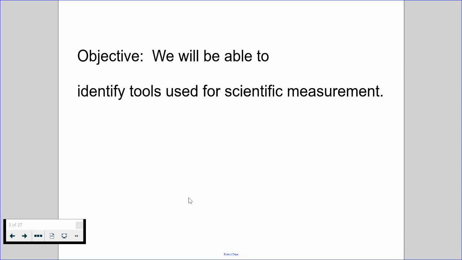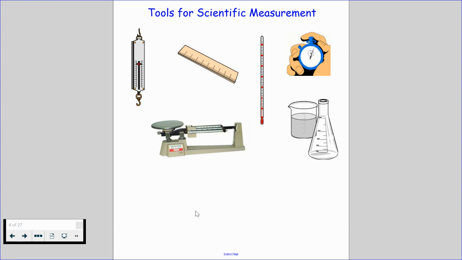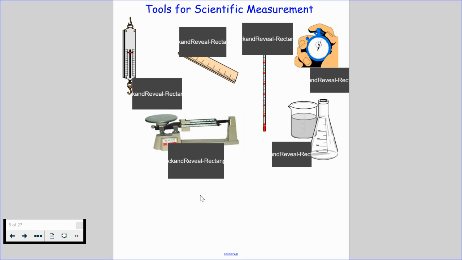So, our first goal for today is to identify tools used for scientific measurement. The tools that you are seeing on this screen are some of the tools that people use in both math and science for measuring. You can see some of these probably look very familiar. This one in particular, or even this one, may not look so familiar, but we're going to talk about all of these today. So, what exactly are these tools that you are seeing?